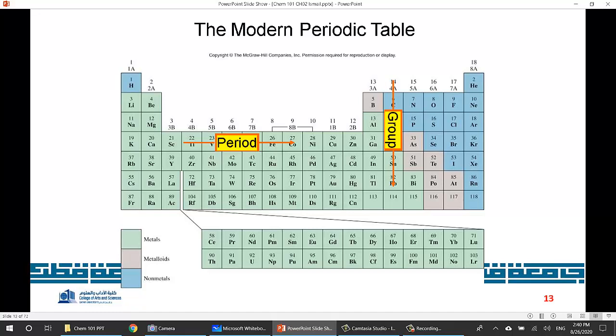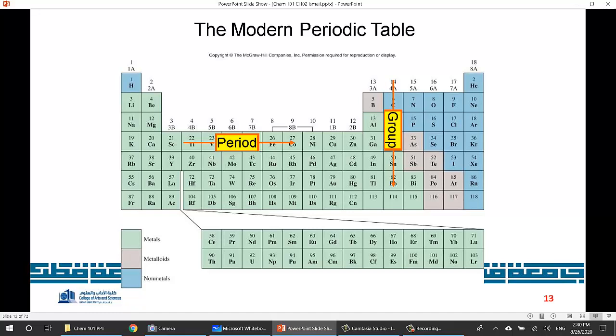We have also many groups. We have 8 main groups. We have some transition metals. The first group is called 1A. The second group is called 2A. And then we jump here, say 3A, 4A, 5A, 6A, and so on. Okay? You can call the transition metals in the middle 3B, 4B, 5B, etc.